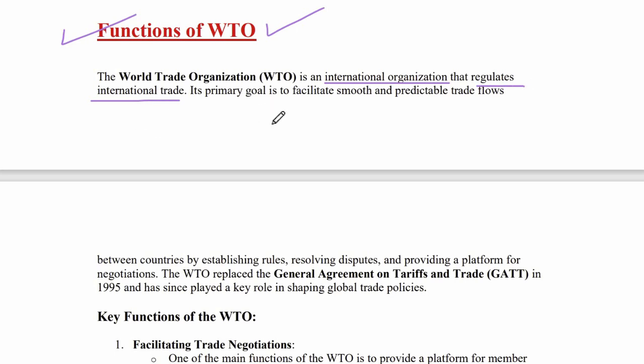Its main goal is to facilitate smooth and predictable trade flows between countries by establishing rules, resolving disputes, and providing a platform for negotiations. The World Trade Organization replaced the General Agreement on Tariffs and Trade (GATT) in 1995 and has since played a key role in shaping global trade policies.